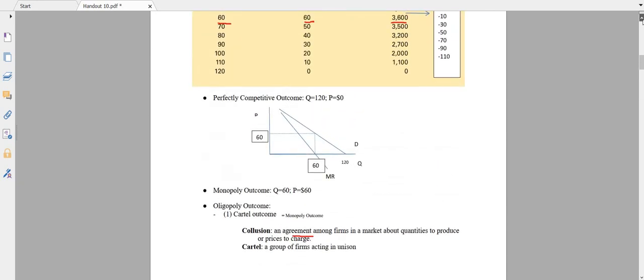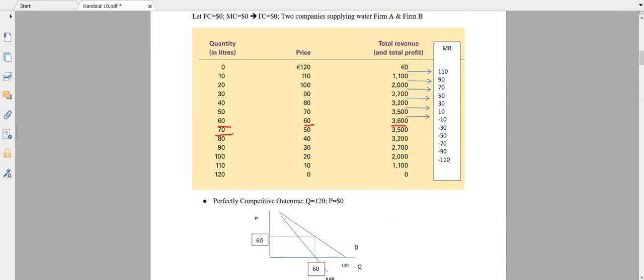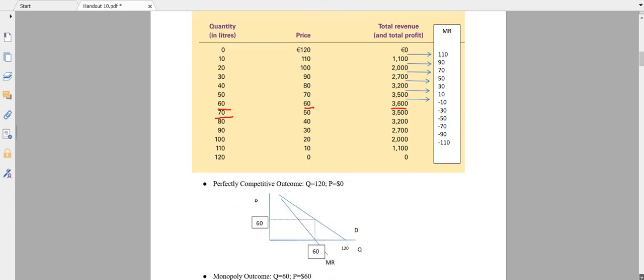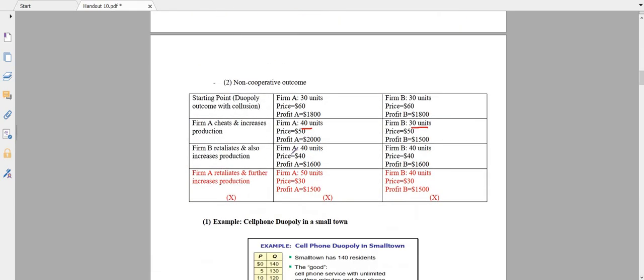Now going back to the table, you can see that when the market quantity is 70, the market price is going to fall to 50, right? So you can now calculate the profit that firm A is now going to earn. Firm A's profit increases to 2,000, but notice that firm B's profit decreases to 1,500. So firm A is a winner here. By cheating on this agreement, firm A has actually made a gain of $200. So it has every incentive to do that. It has every incentive to cheat and increase its profit to $2,000.